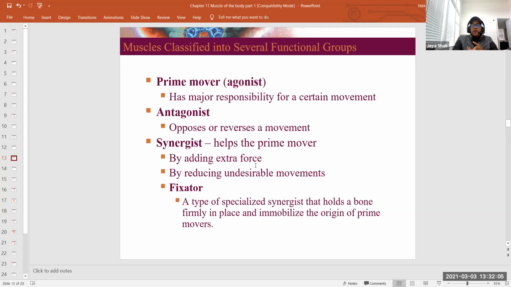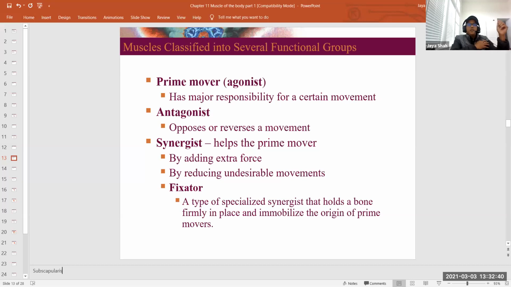Some synergists are called fixators. They are a type of specialized synergist that holds a bone firmly in place and immobilizes the origin of the prime mover. So let's see, you have a scapula on the back, yes? This is your scapula. Under the scapula, there is a muscle called subscapularis.